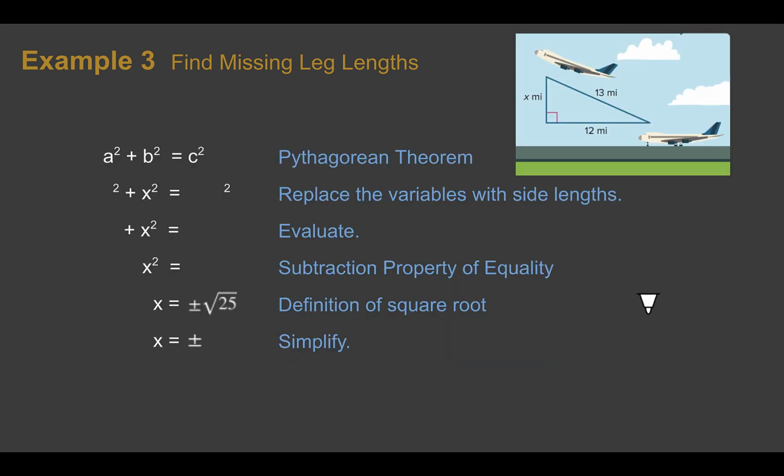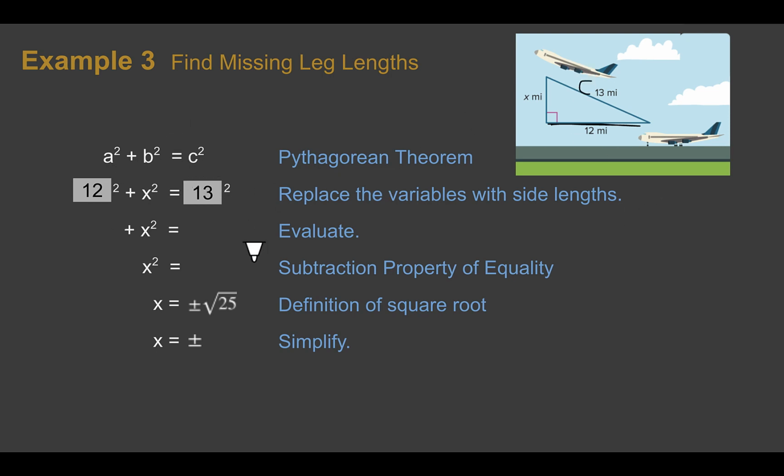So let's look at what we need to do if we need to find a missing leg. We're going to still use the Pythagorean theorem, but this time we're going to put in our hypotenuse and one leg and then solve for what's missing. So I know that one of my legs was 12. This time I know my hypotenuse is 13. So I'm going to plug that in for C. Hypotenuse is C.